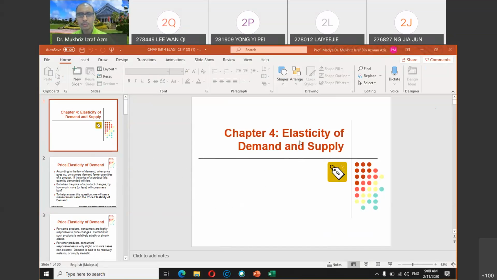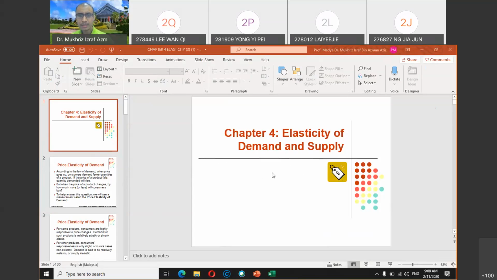So why do we need to calculate elasticity? Elasticity is just a measure of how sensitive the customers or the producers are to changes in price, if we're talking about elasticity of demand and supply, meaning price elasticity of demand or price elasticity of supply. In the simplest way, you want to look at how sensitive the consumers, or the producers or sellers, are to changes in price.